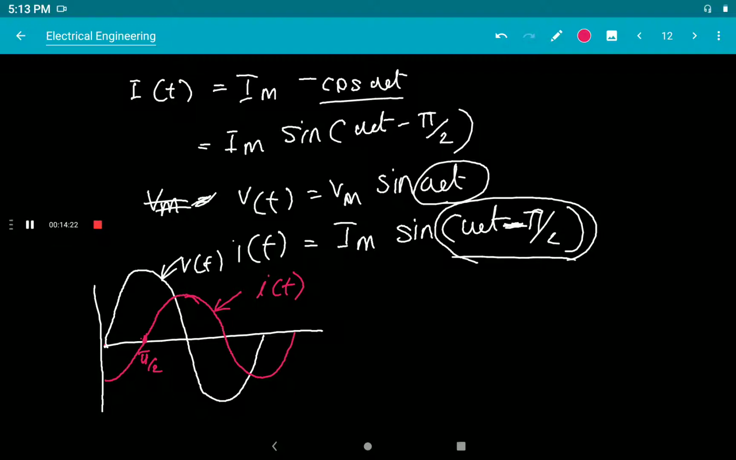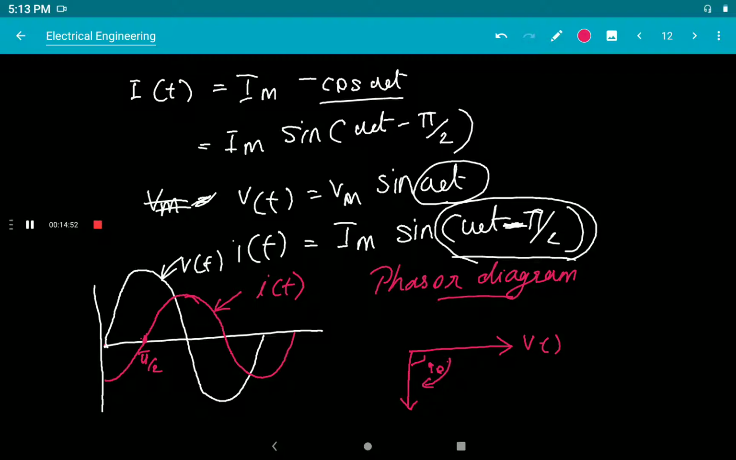And we can represent this as a phasor diagram. As a waveform we have represented it like this. Now the phasor diagram of the pure inductive voltage and current relationship is: first, voltage V of t is taken as the reference. We know that a lagging wave is represented in the clockwise direction. So the current vector I of t lags the voltage vector by 90 degrees. So the phasor diagram is represented like this.